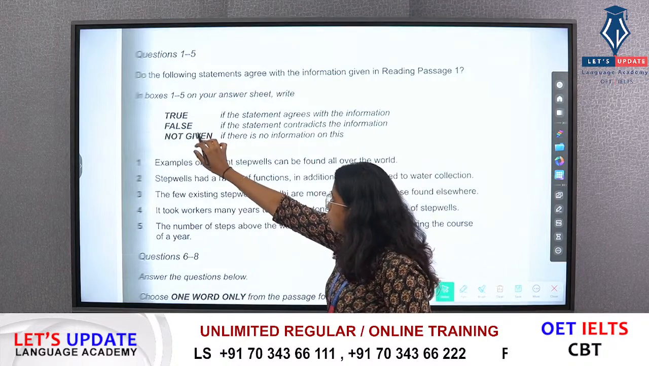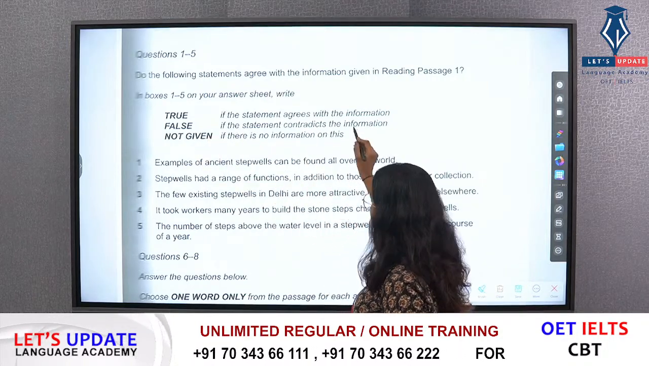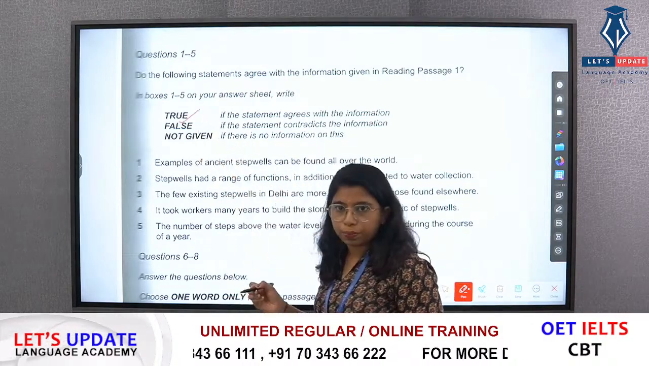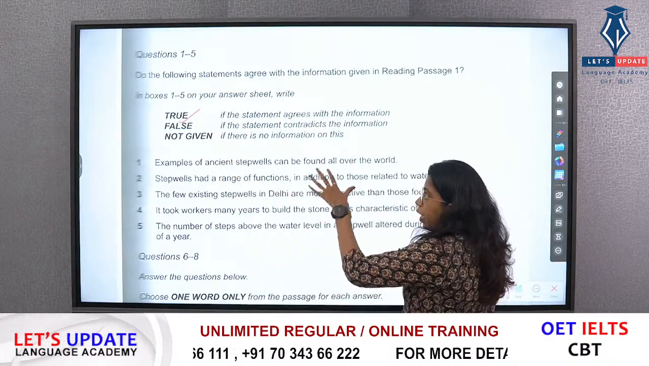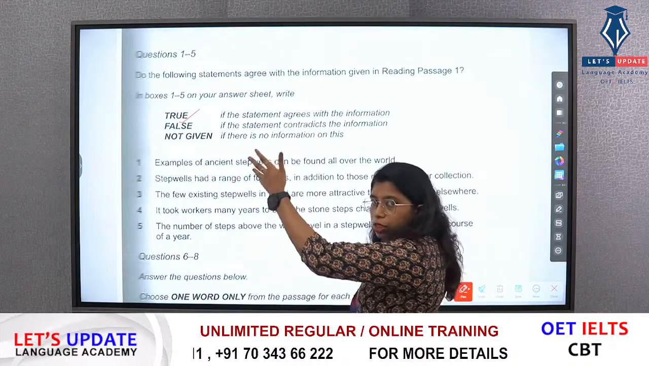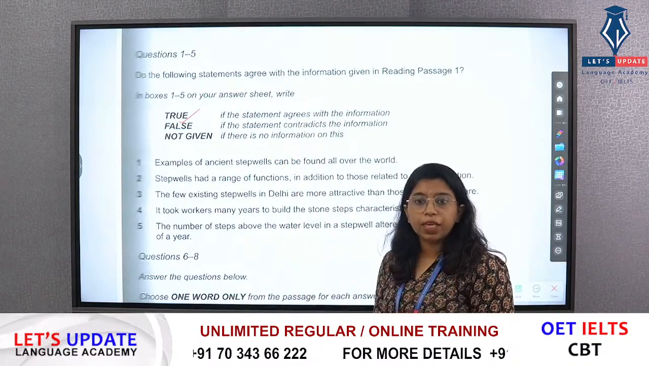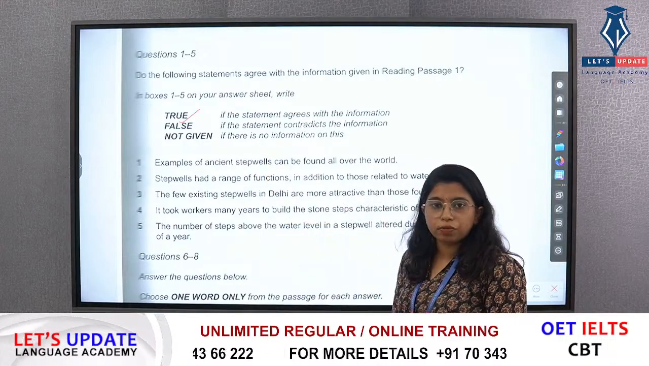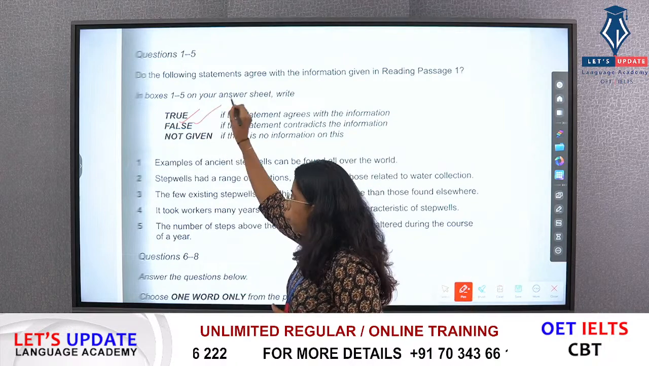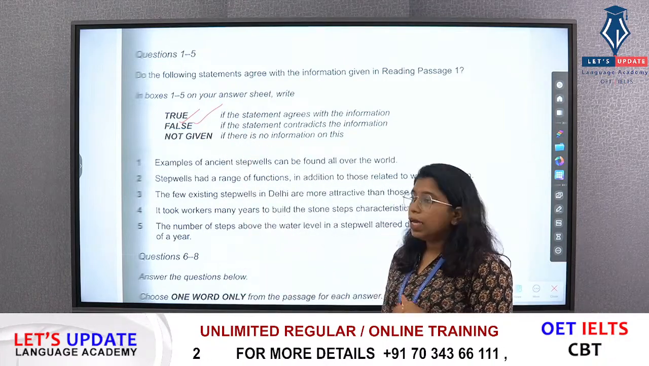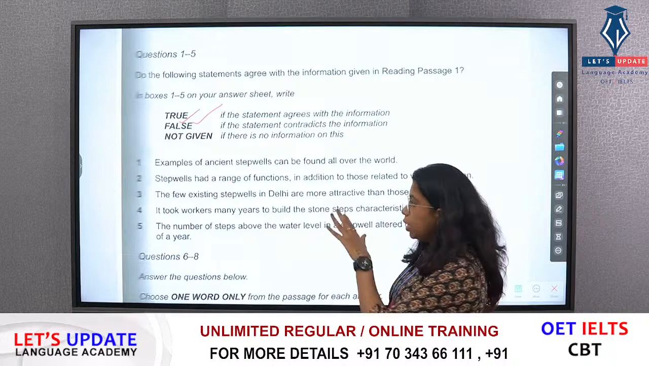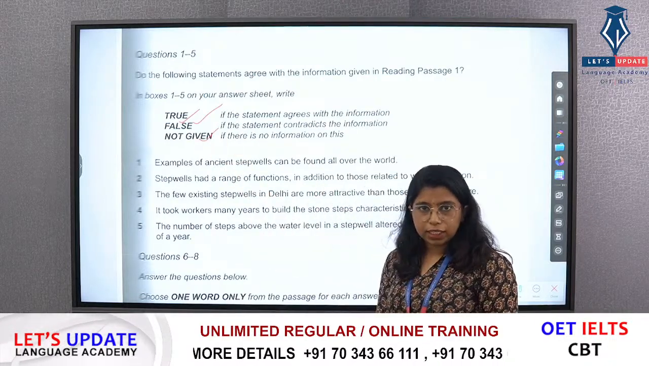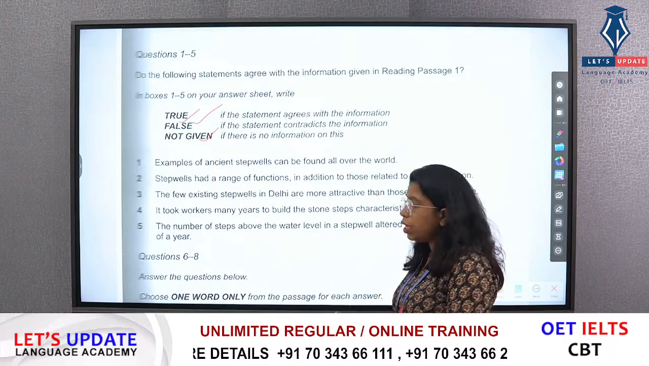So here is the condition: True. If the statement agrees with the information given in the passage, then it will be True. If the information given contradicts the information in the passage, then it is False. The last one is, if there is no information given in the passage, then it will be Not Given. So these are the conditions, keep them in mind, and we are going to the questions.